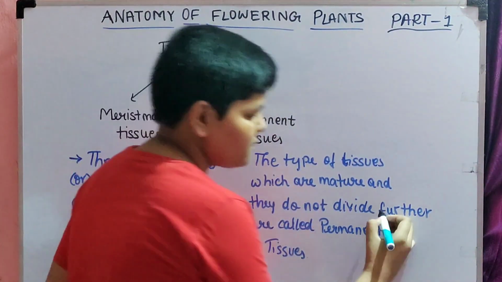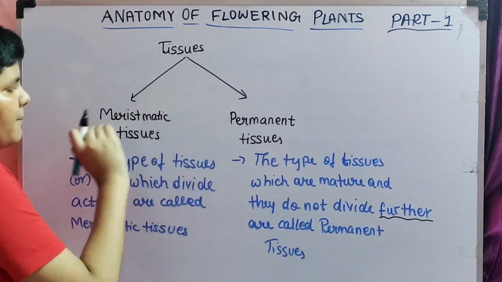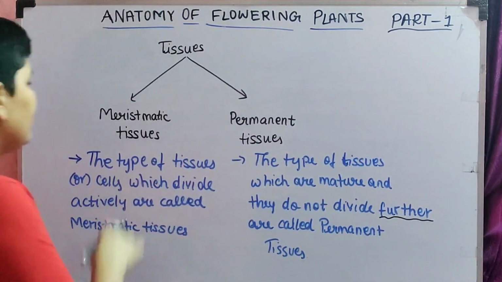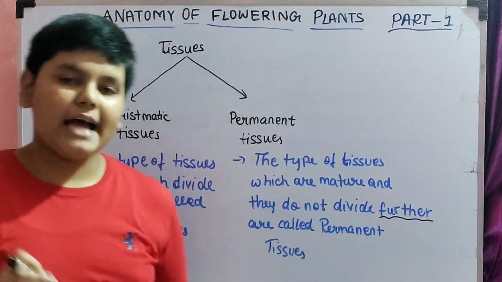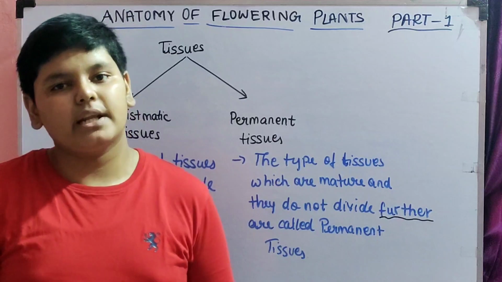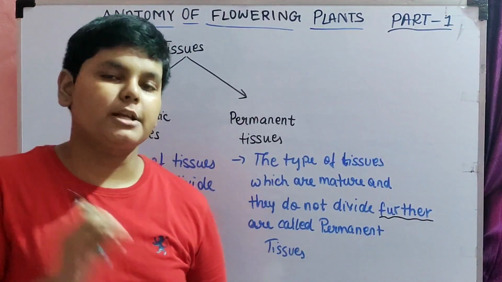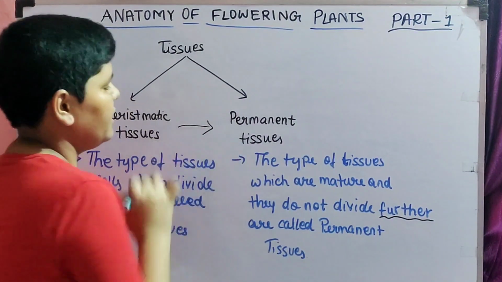Now, from this word further, you can say that permanent tissues are made up of meristematic tissues. Meristematic tissues are the tissues which have the ability to divide, but after some period of time they are not able to divide more. They are not going to divide further. So that kind of cells become mature and they transform into permanent tissues.